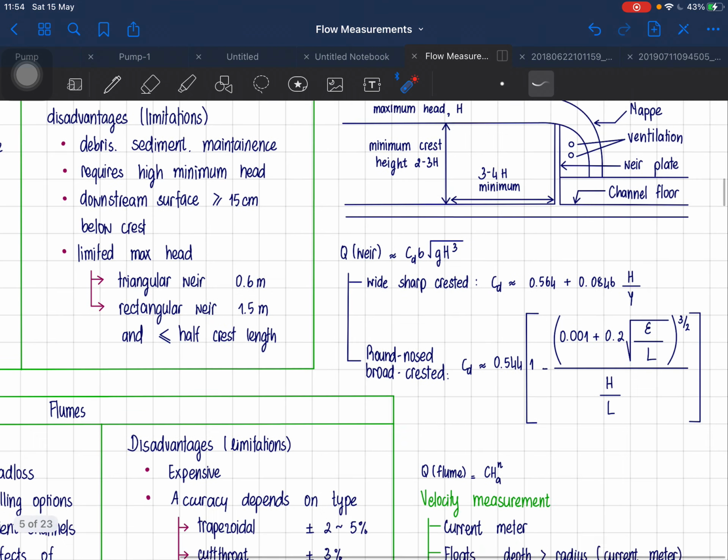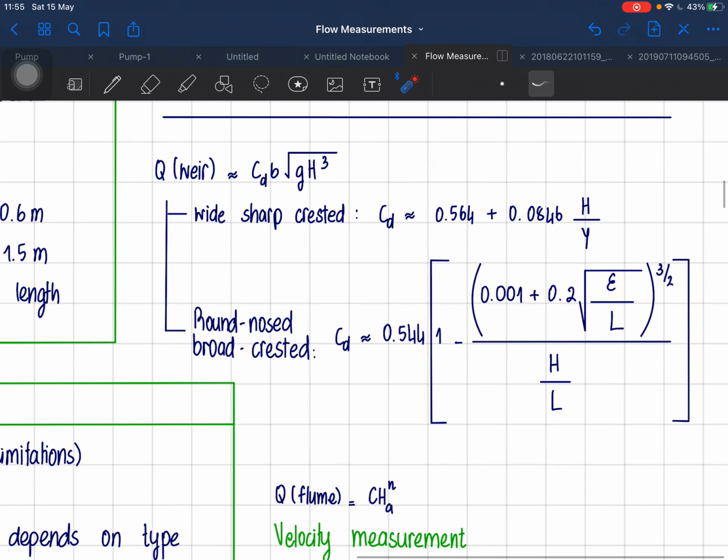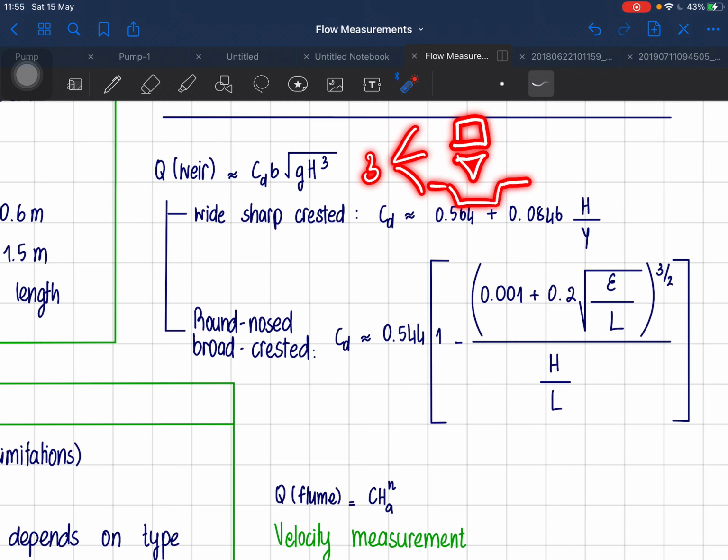There are quite a lot of formulas that are not the same, because different weirs require different formulas. So I want to talk about what types of weirs there are and what the usage is for each weir. For the sharp crested weir, we have three types: the rectangular, triangular, and trapezoidal weir.